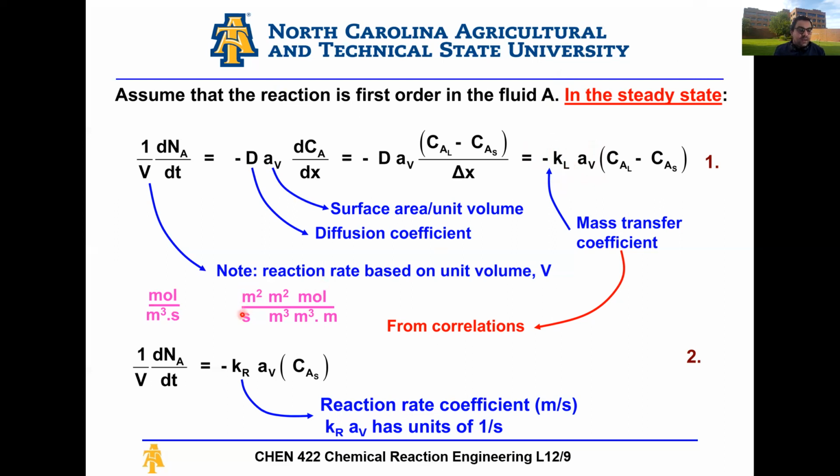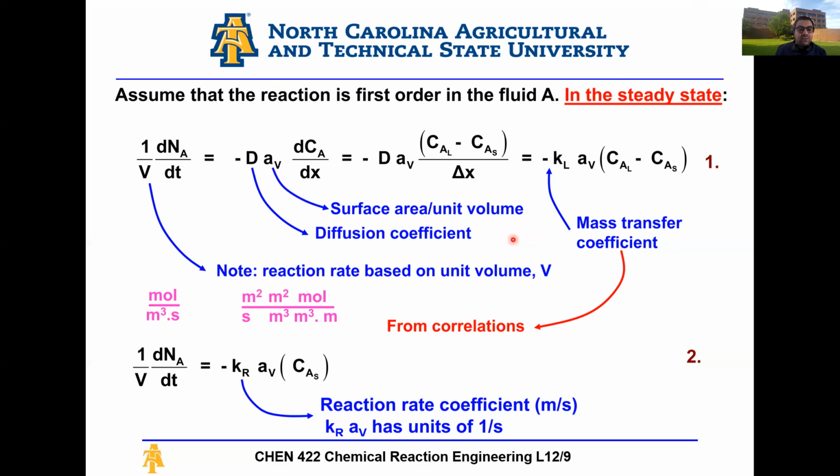Again, your diffusion coefficient has units of meters squared per second. You need to know this. Your KL by itself has units of meters per second, right? Because KL is equal to your diffusion coefficient divided by delta x, and this will be meters squared per second divided by meters, so meters per second. Your surface area per unit volume always has units of length to the minus 1, or meters squared per meter cubed. This is how it's usually described. And one thing to remember about surface area per unit volume is that a smaller bubble will have a higher surface area per unit volume than a larger bubble.